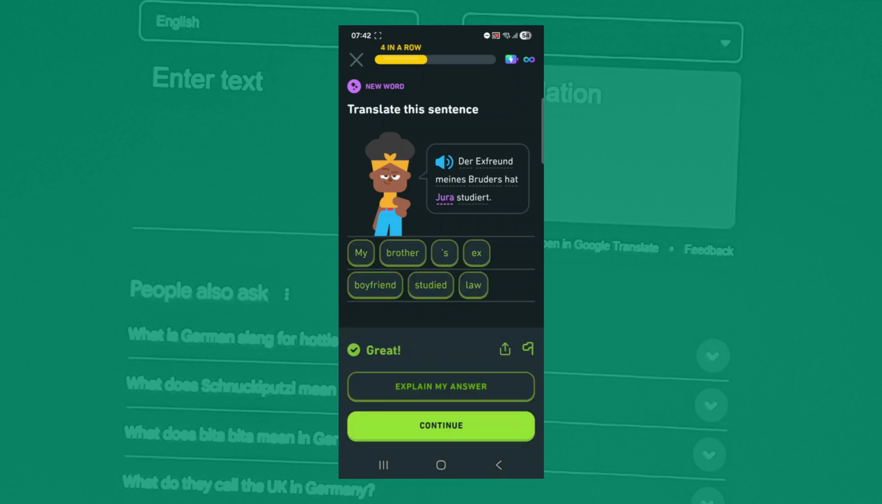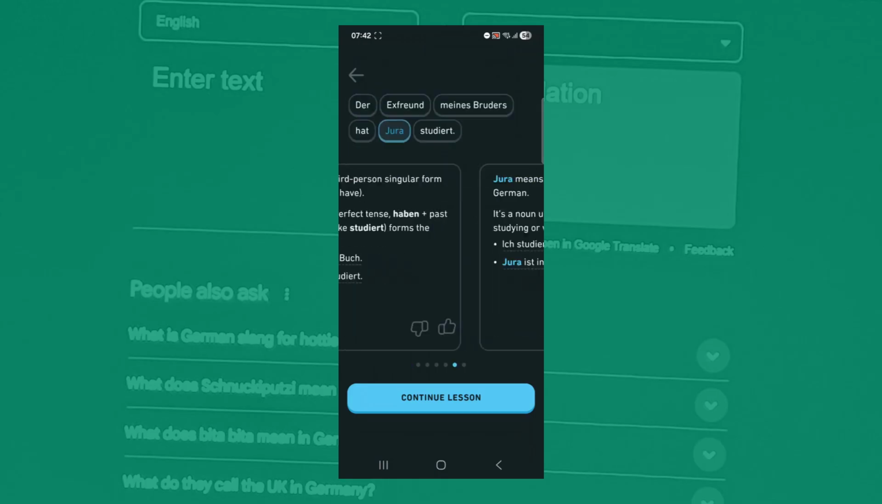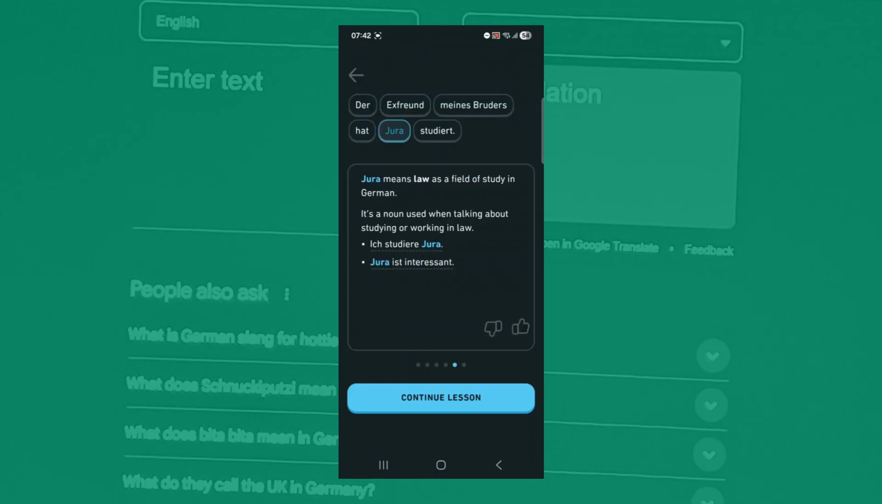And this is a new word here, so I'm going to look up. Okay, so it doesn't give me an article, which is annoying, unless it doesn't need one in this instance, possibly.